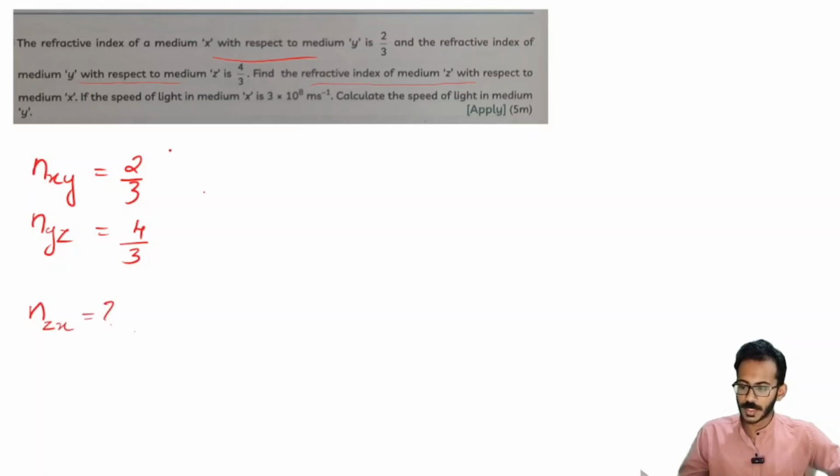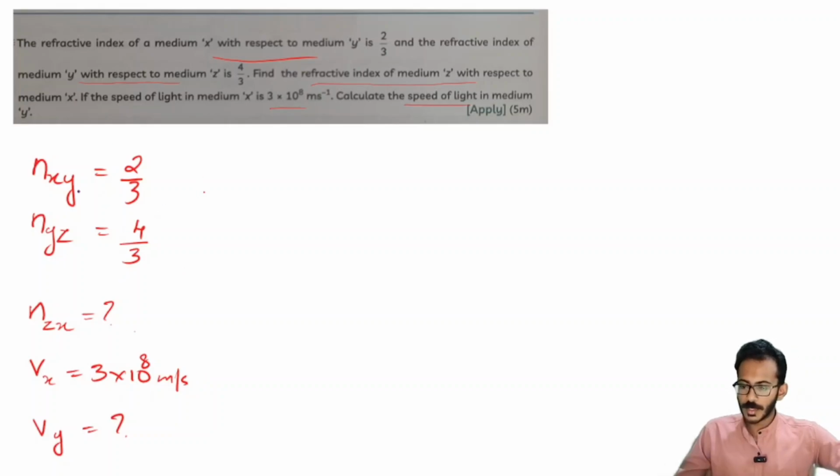This is the question. Again, if the speed of light in medium x is 3 into 10 raised to 8, so one more value is given there. Speed of light in medium x is equal to 3 into 10 raised to 8 meter per second. So looking at this value, you understand which medium it is. They have given air as the medium x. Now one more question is there. Calculate the speed of light in medium y. So we have to calculate Vy also. What is Vy?